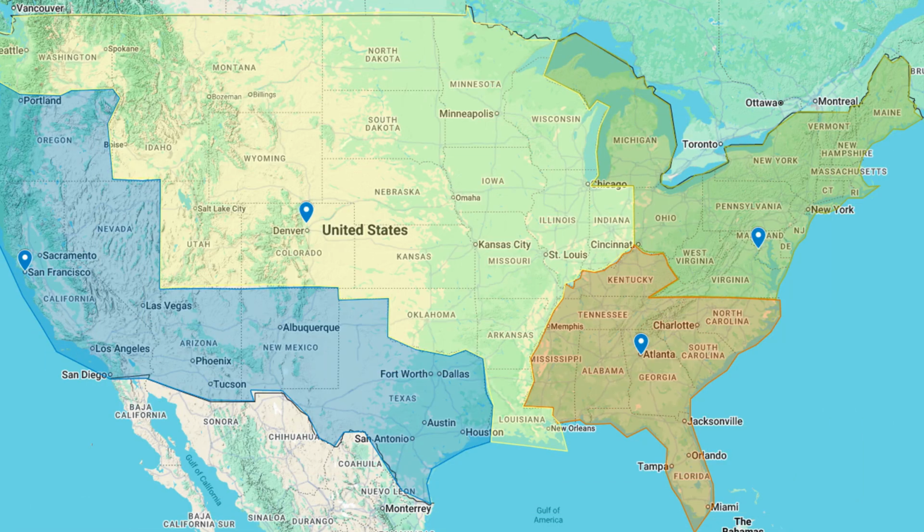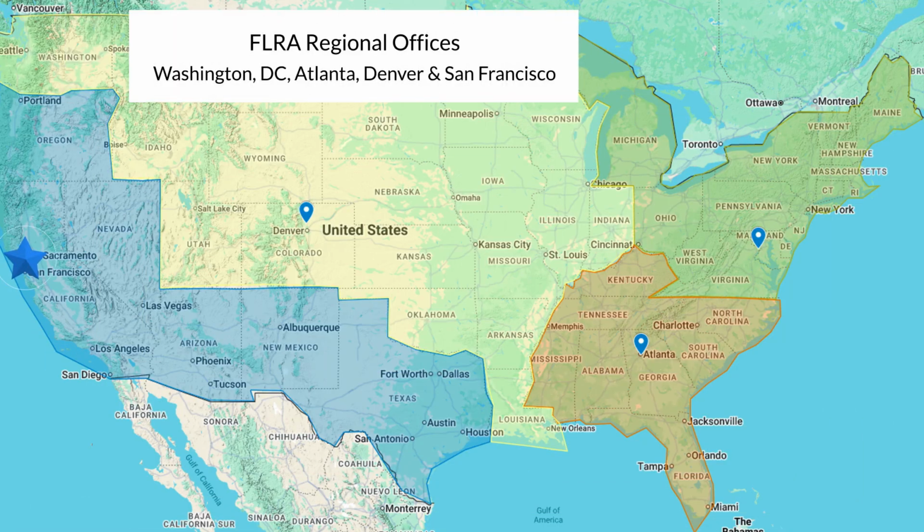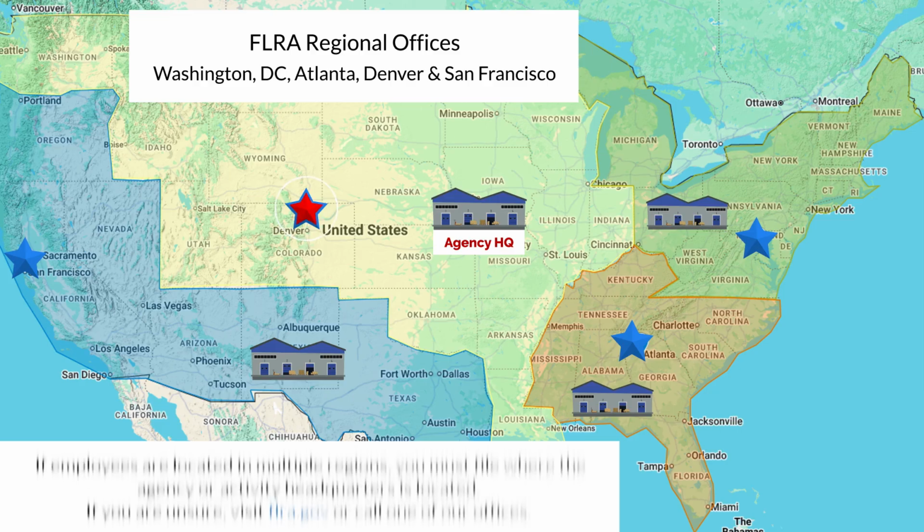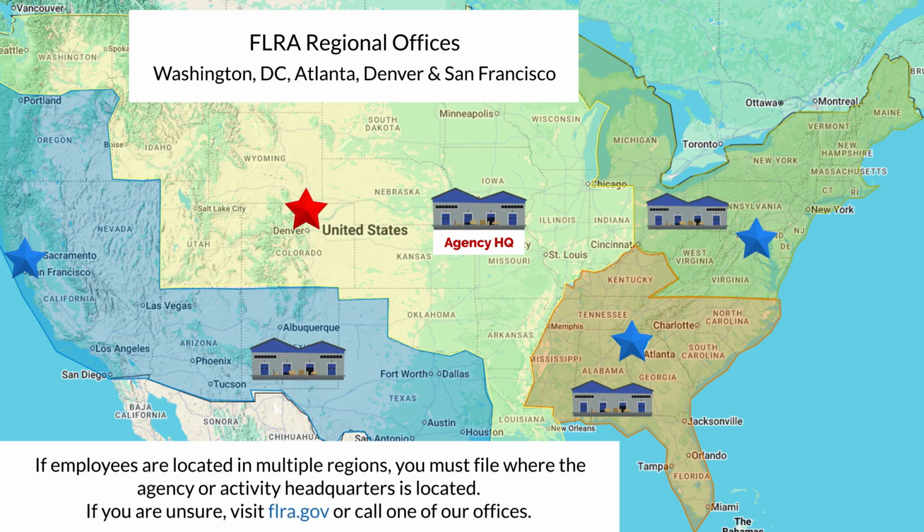The petition should be filed with the regional director in the FLRA region where the unit or affected employees are located. For example, if the office is located in California or Hawaii, you need to file with the San Francisco Regional Office. If the employees are located in multiple regions, you must file the petition in the region where the agency or activity headquarters is located. If you are unsure about where to file, please visit our website or call any regional office.